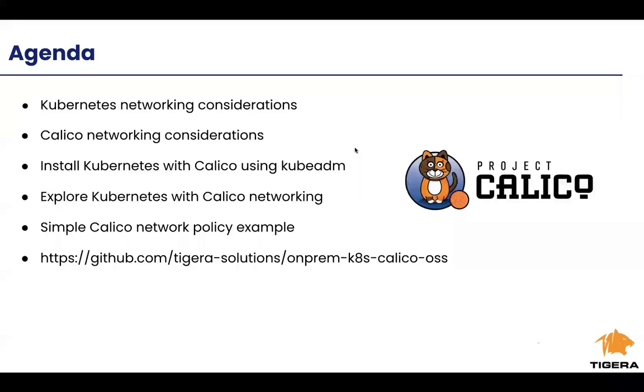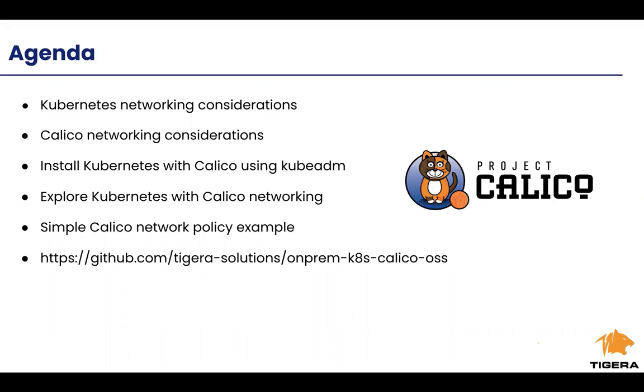Today, we're going to go over a couple of different things. We're going to talk about Kubernetes and Kubernetes networking considerations, Calico networking considerations, and then I'm going to run through a lab that I have that's publicly available in our GitHub, along with some of our other training labs that are up there as well. And I'll paste that link into the chat here in a bit.